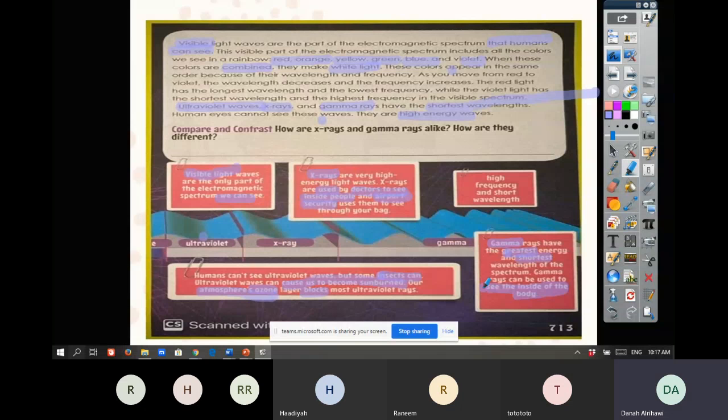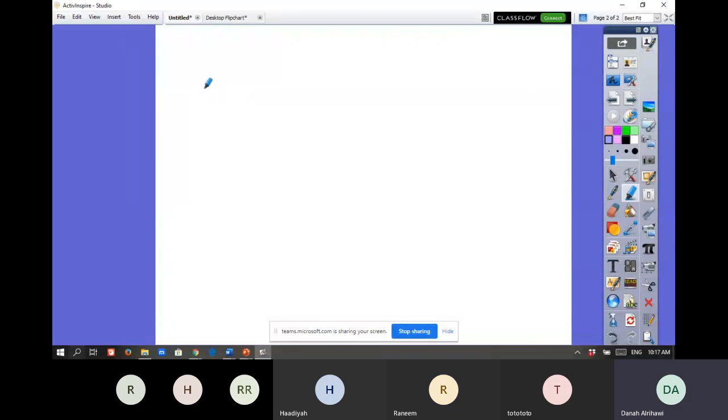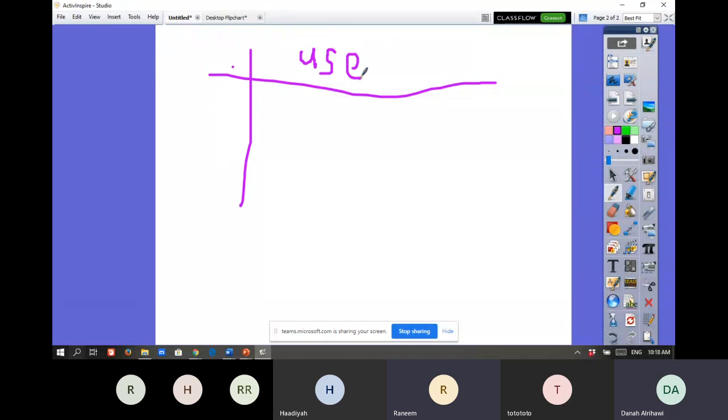So, what you have to do today, you will make a table with the name of these waves. I will show you here. You will make a table with the name of the wave in order 1, 2, 3, 4, 5 until 7, and why we use it, the use of this wavelength. Okay?